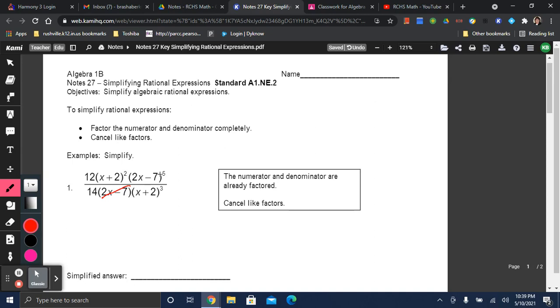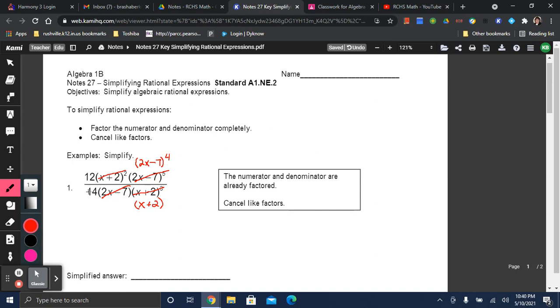Now, in the numerator, I will go ahead and mark out the parentheses, and then I'm going to rewrite it with taking 5 minus 1 for my exponent to get 2x minus 7 to the 4th power. And then I have an x plus 2 to the 2nd and an x plus 2 to the 3rd. So I'm going to mark those out. My greater exponent is on the denominator. So subtracting those exponents would give me x plus 2 to the 1st in the denominator.